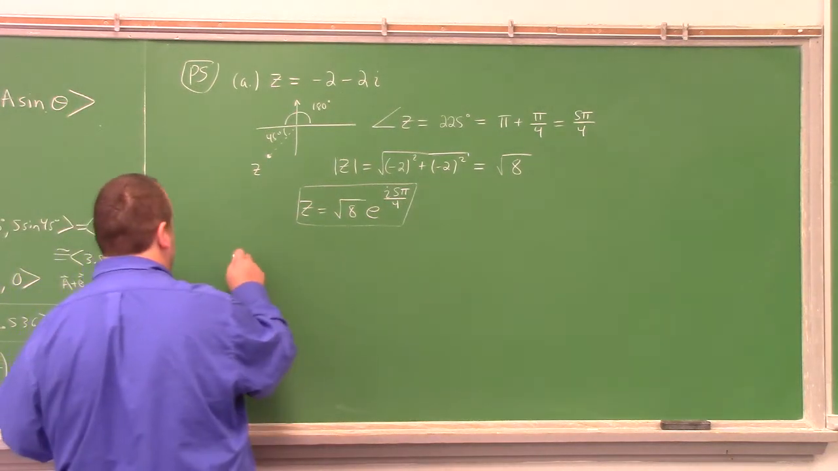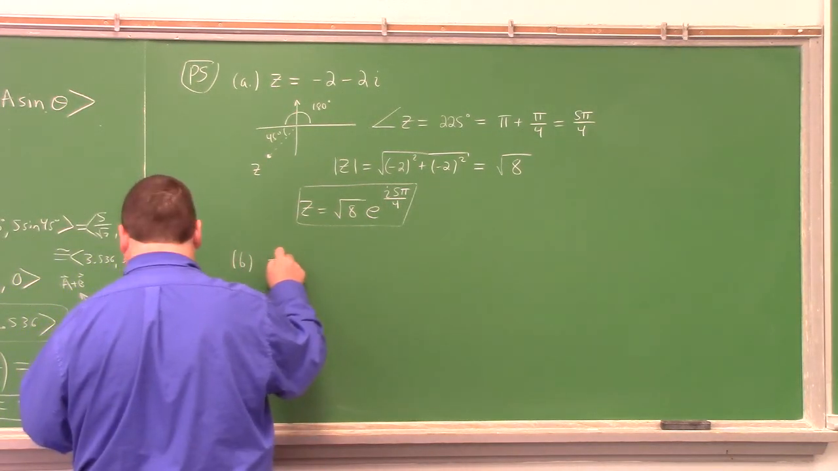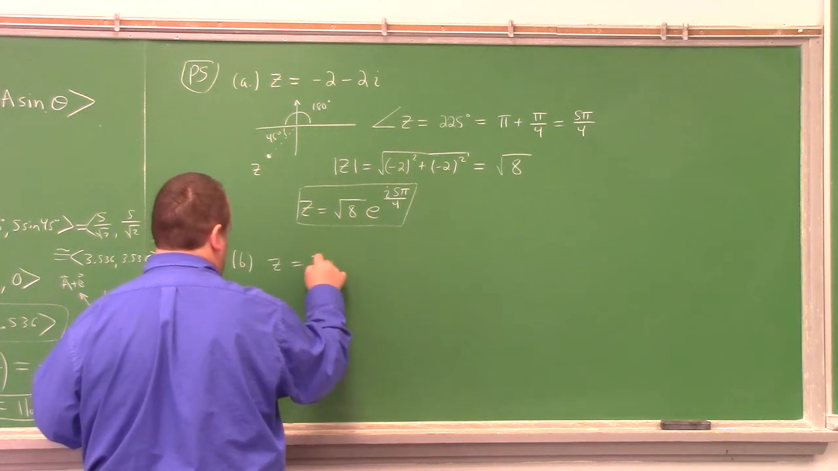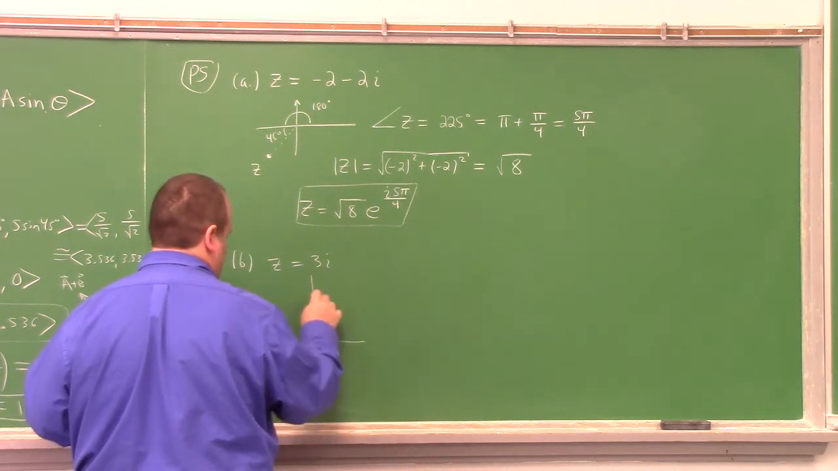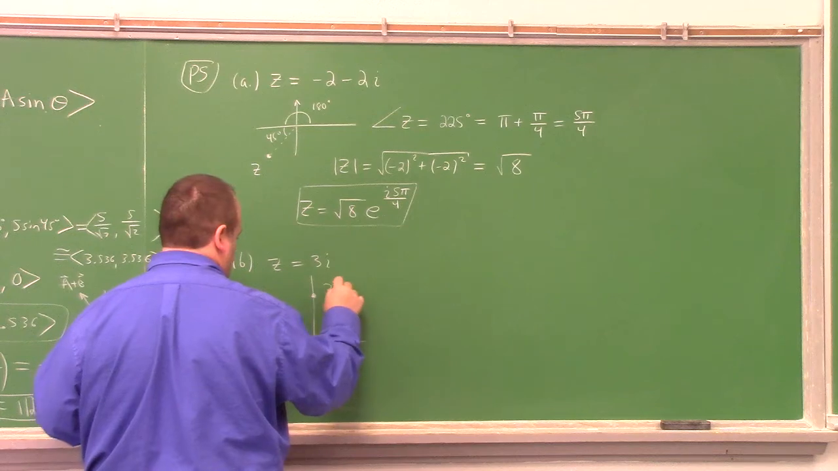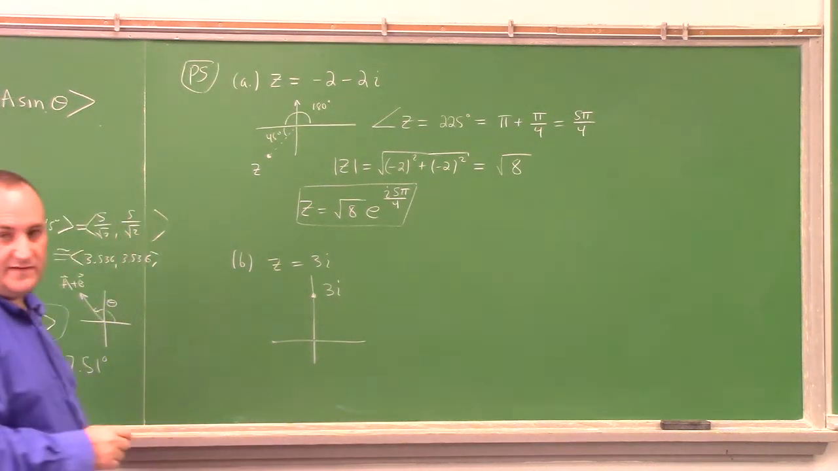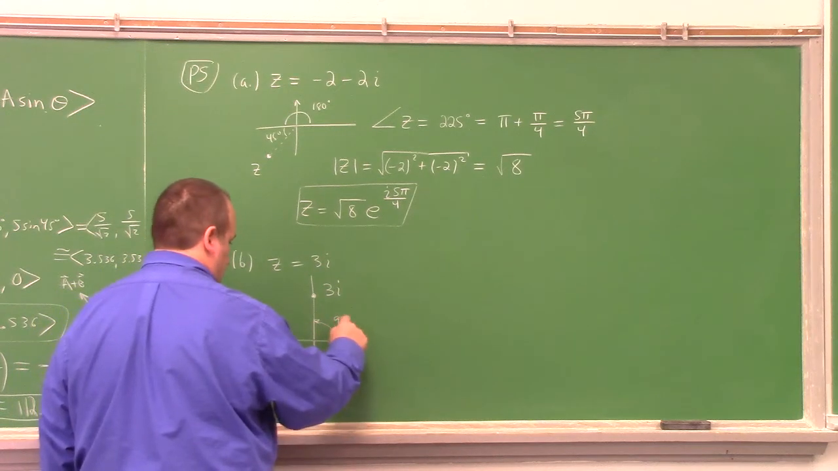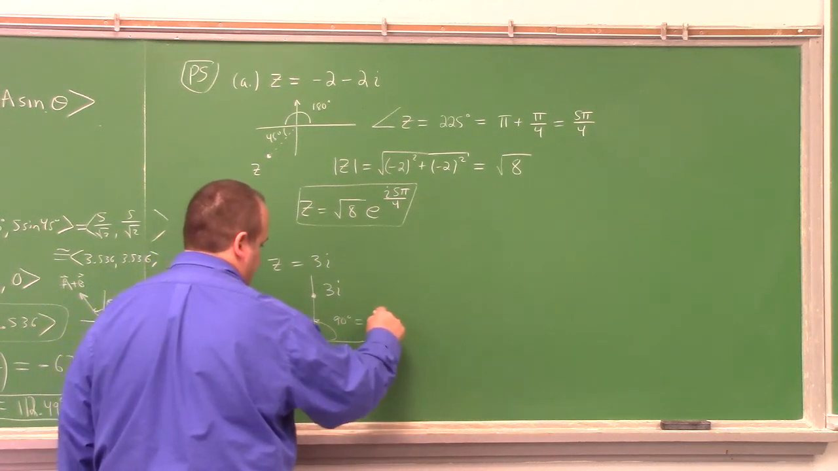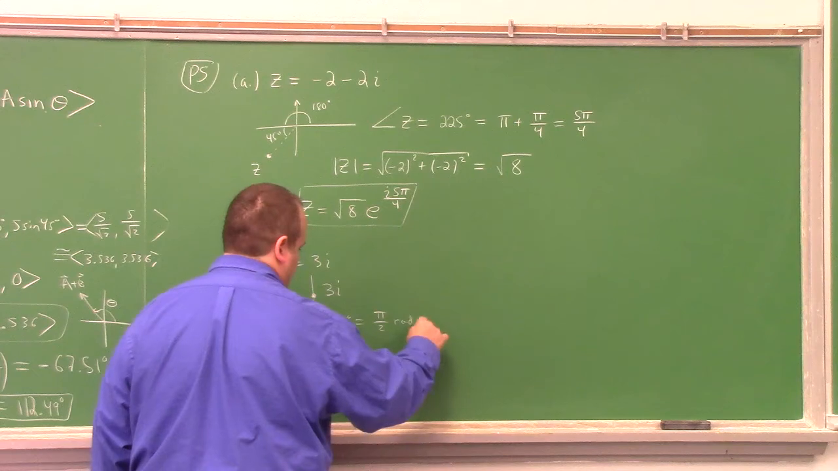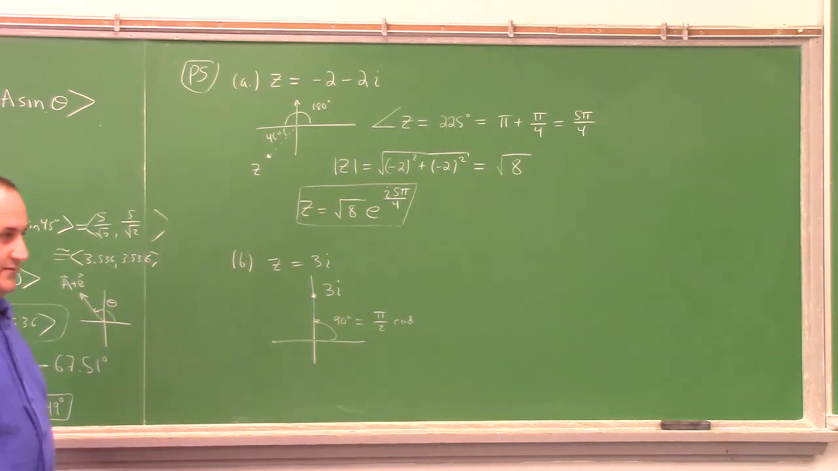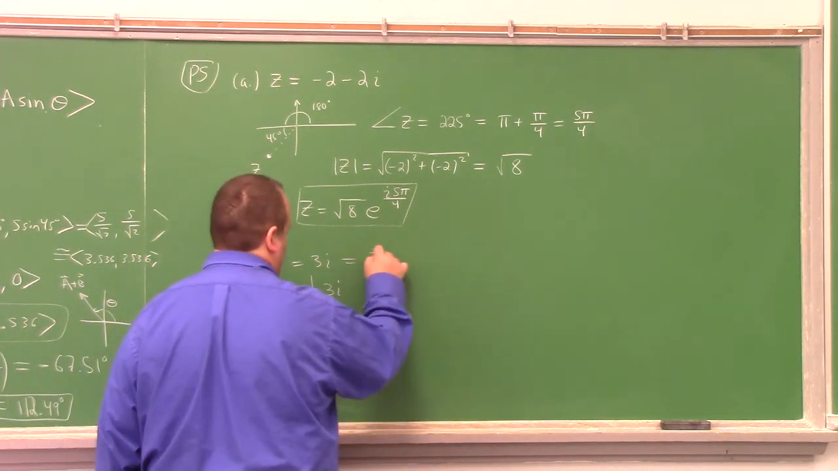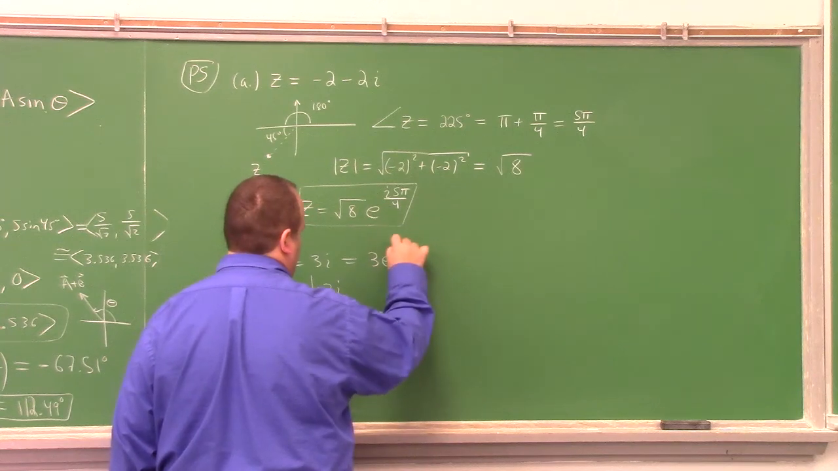Now, B is easier. Z is equal to 3i in this case. So here's a picture. It's here. Right? What's the standard angle? 90 degrees, right? Which is pi over 2 radians. So this is 3 e to the I pi over 2.